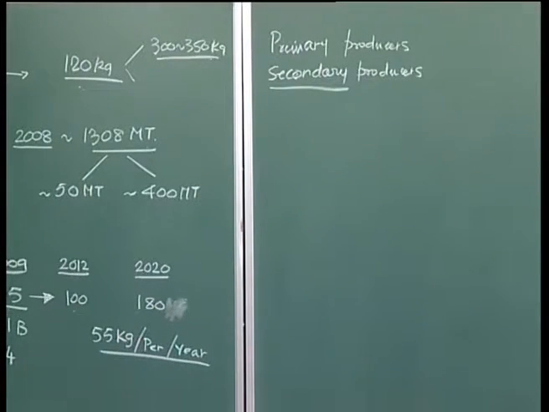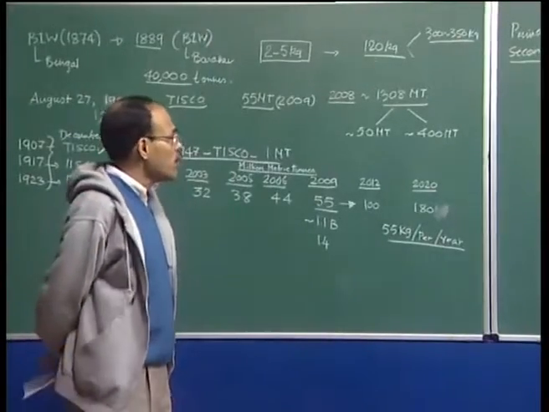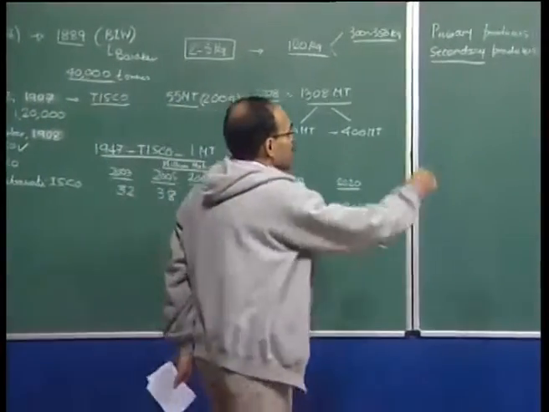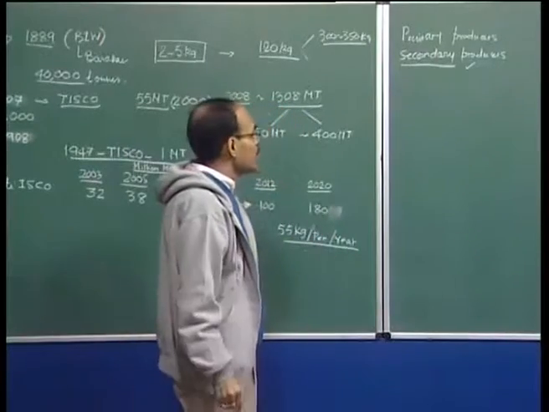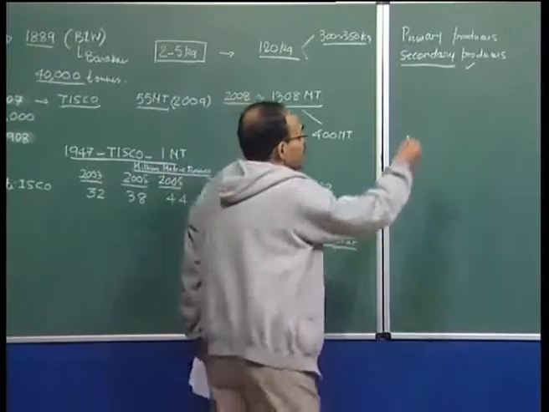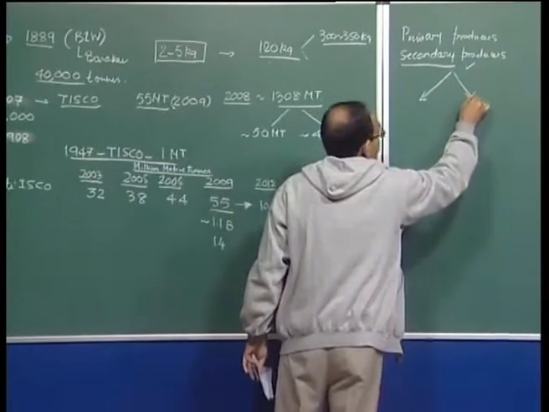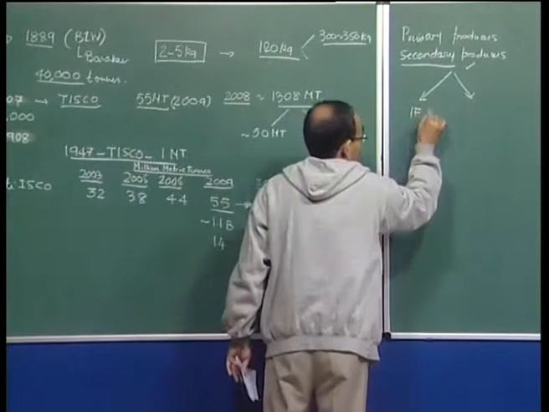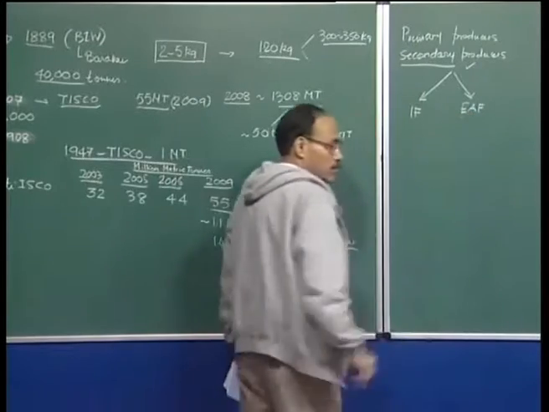Or we can say that we have integrated steel mills from which steel comes. We have mini steel mills also from which steel is produced. So mini mills are basically secondary producers, and primary producers are basically the integrated steel mills. And in secondary producers, we are talking not only about electric arc furnace, but also about induction furnace steel making as well as electric furnace steel making.